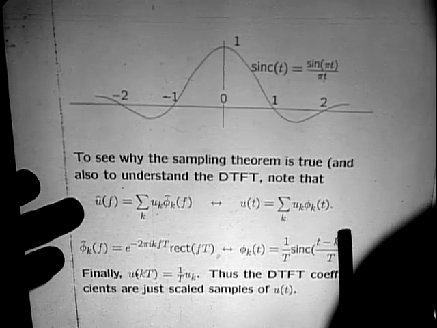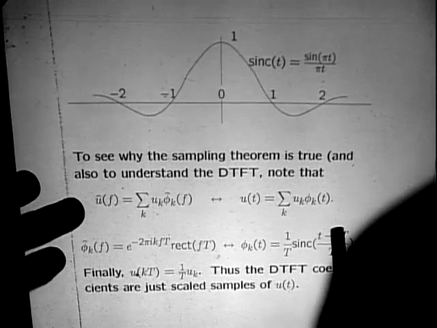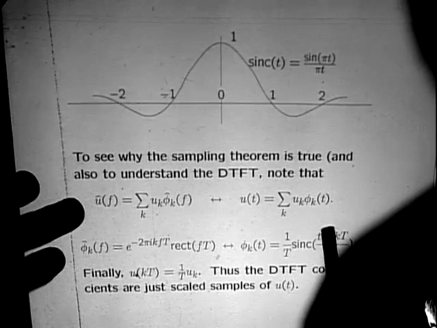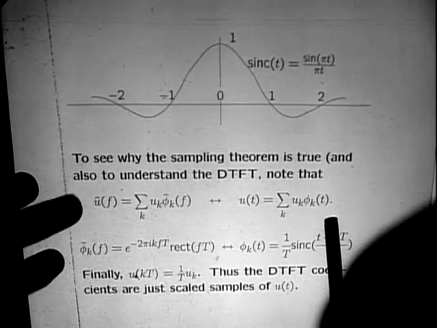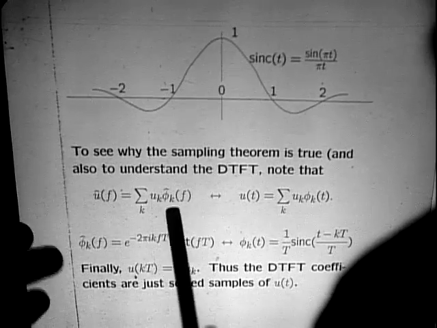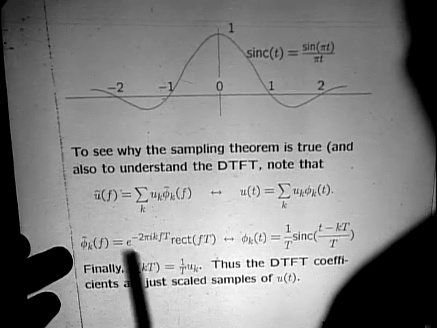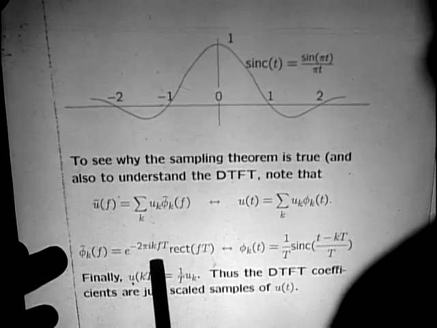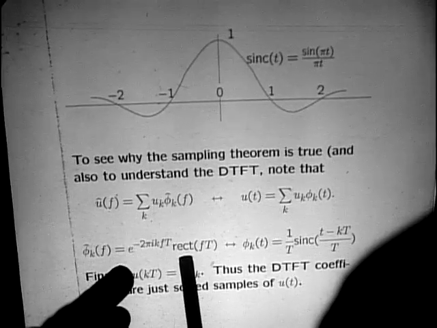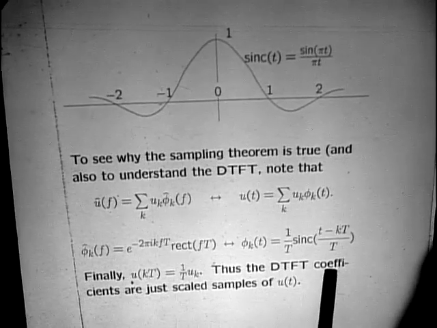I'm being careless about the mathematics here. I've been careful about it all along. The notes do it carefully, particularly in the appendix. I'm not going to worry about that here. If I take the function phi_k of f, which is this truncated sinusoid, and I take the inverse transform of that, I get this.